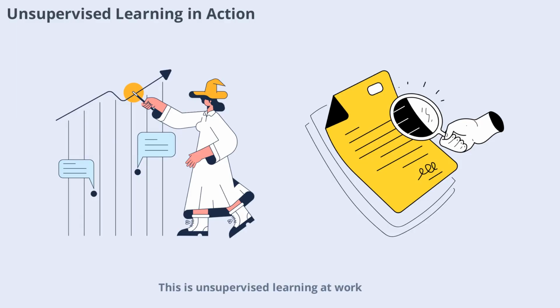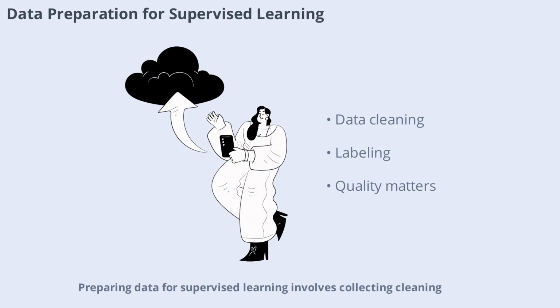This is unsupervised learning at work, finding structure in data without explicit labels. Preparing data for supervised learning involves collecting, cleaning, and labeling examples. This step is crucial because the model's performance depends on the quality of the data. Careful data preparation ensures that the model learns accurate and relevant patterns, leading to better predictions.